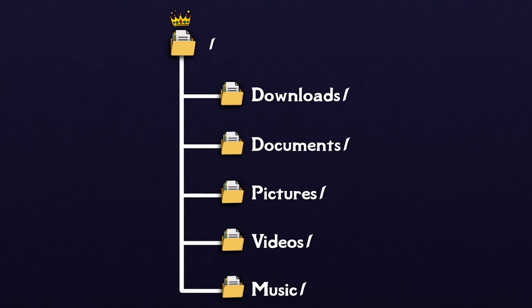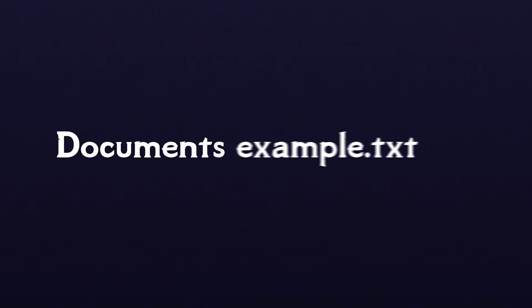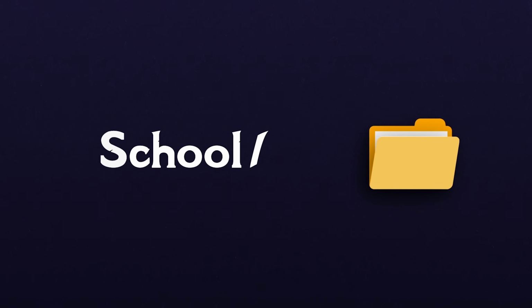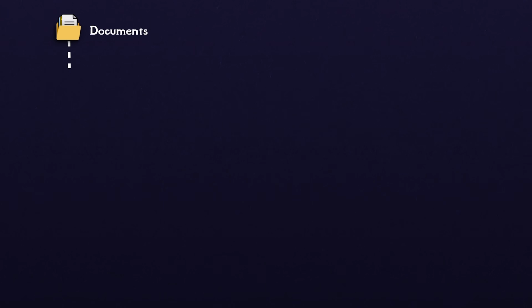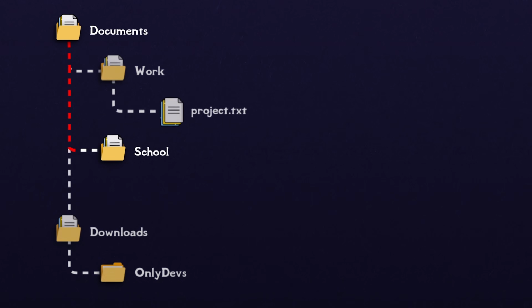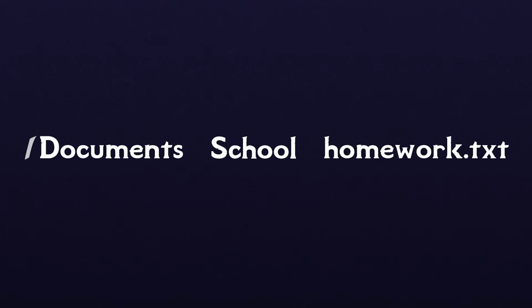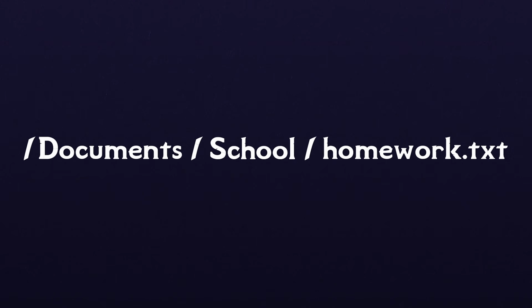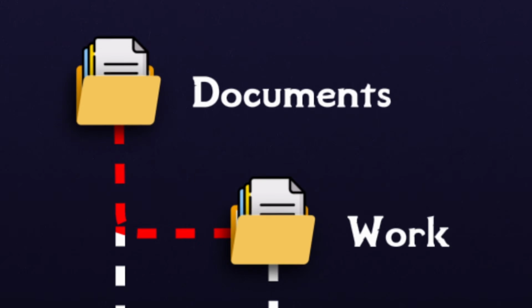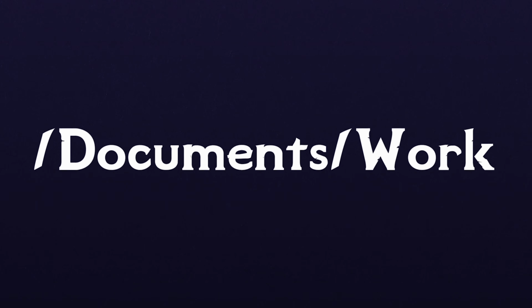From there, everything is nested inside a tree of directories, with each directory in the file path separated by a /. Now, if the path you're looking at points to a file, then the last section of the file path will just be the name of the file. But if you're looking at a path to a directory, then the last section will be the name of the directory. To give an example, in this hierarchy, the path to homework.txt is /documents/school/homework.txt. And the path to the work directory is just /documents/work.